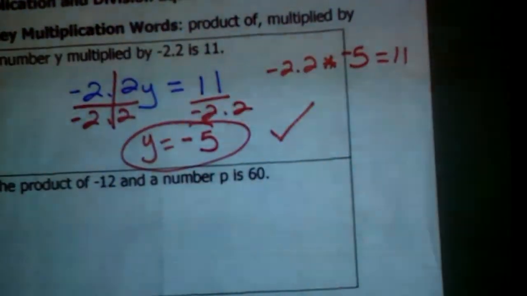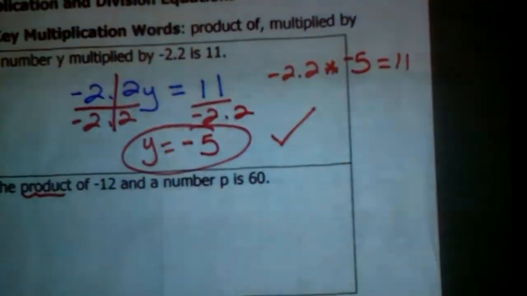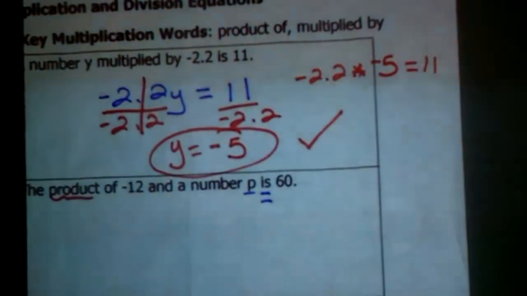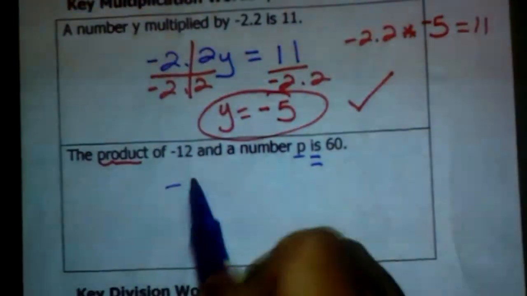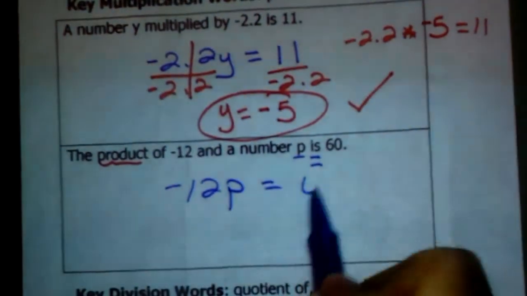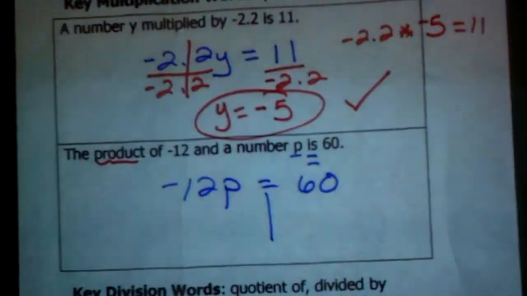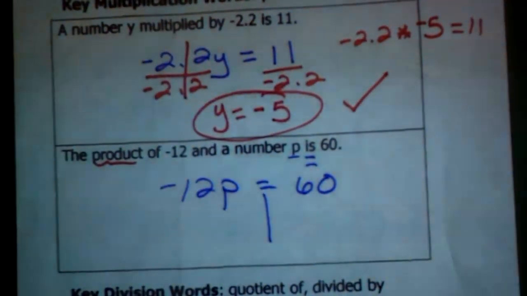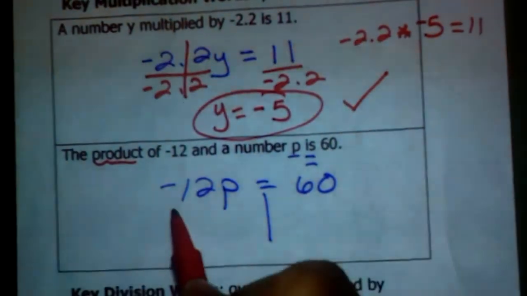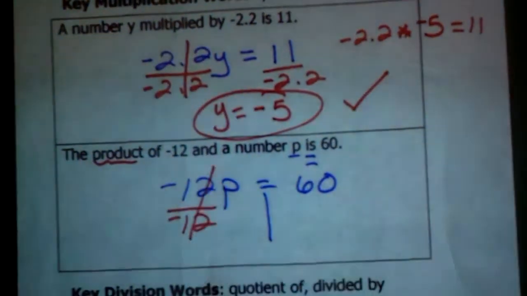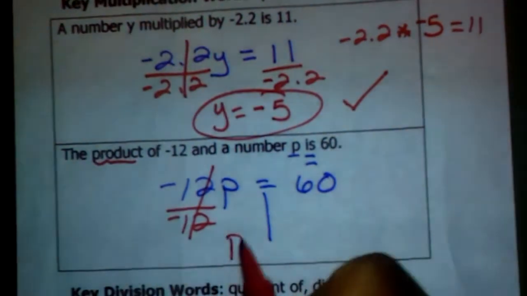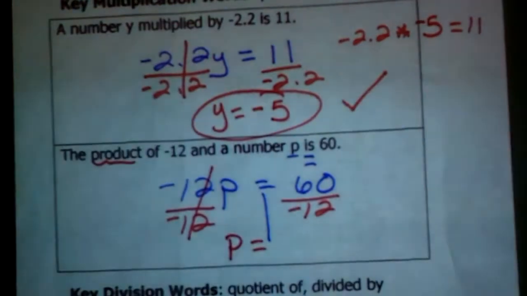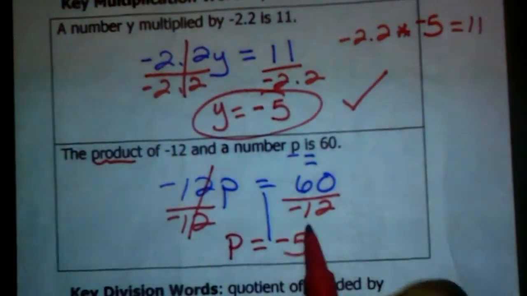Alright, next one, the product. Product means multiply. The product of a negative 12 and a number p is or equals 60. So that means that negative 12p equals 60. Alright, so again, we want to get that p alone. We're going to divide by the exact same number that you see as your coefficient, because a number divided by itself is 1. I'm going to divide by negative 12 to get a 1p, or just plain old p. Over here, do the same thing. Divide by negative 12. 60 divided by negative 12 is negative 5.